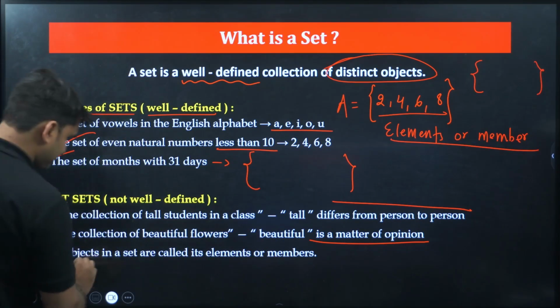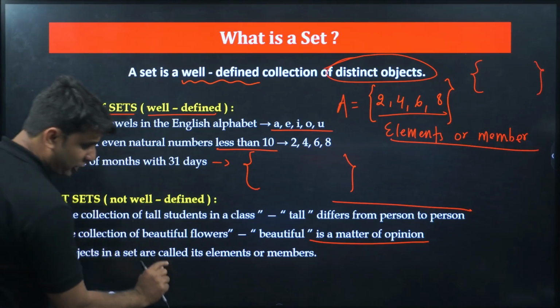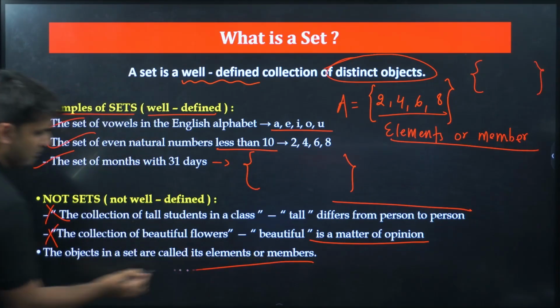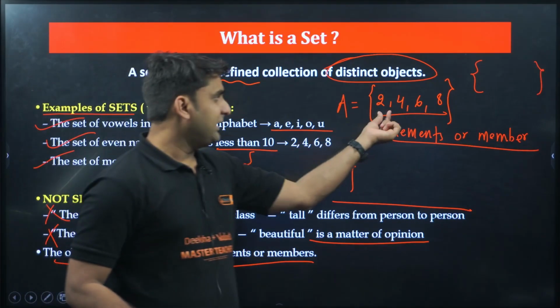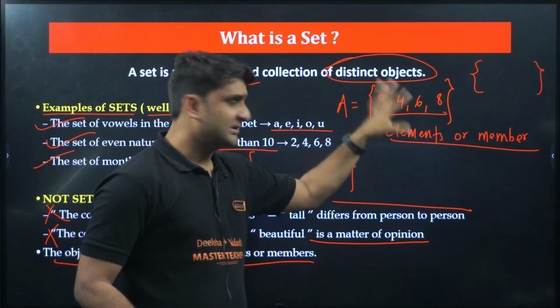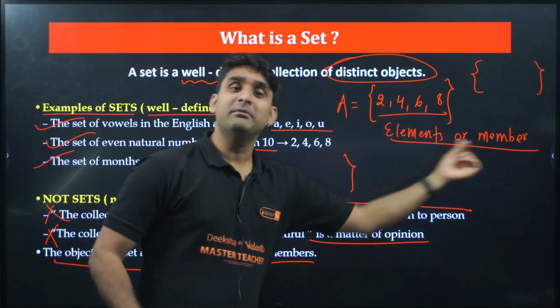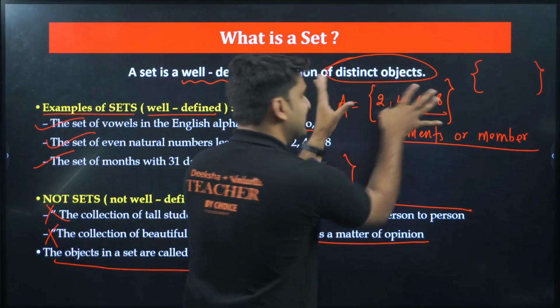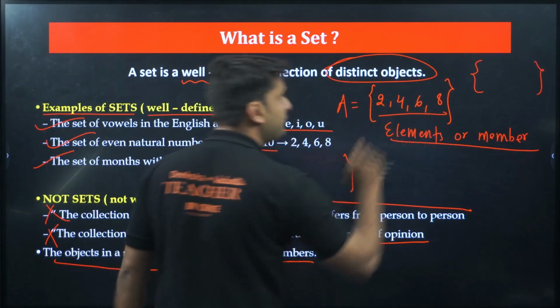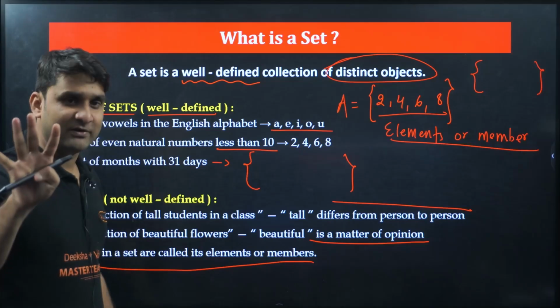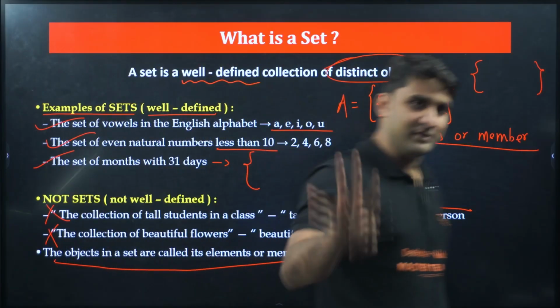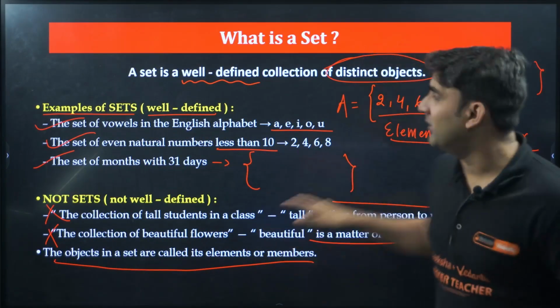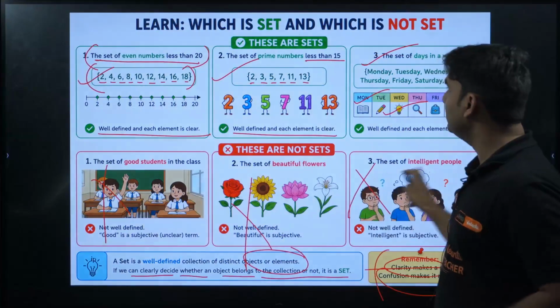The objects in a set are called its elements or members. I have already told you, when you write anything inside the curly braces, it is called an element or member, and this entire thing is a set. This is the proper representation of the set. Clear everyone? I hope you have understood the basic concepts of a set. Moving ahead, I have already described these things.